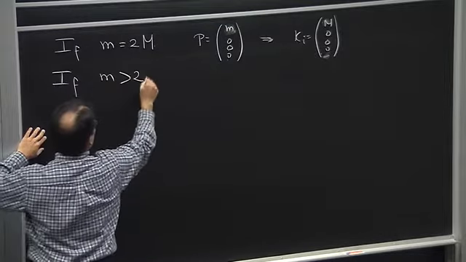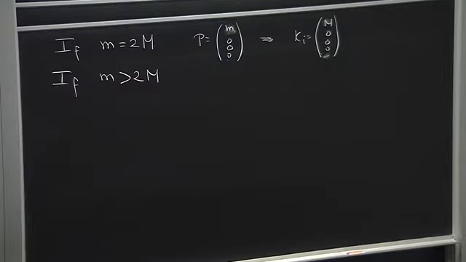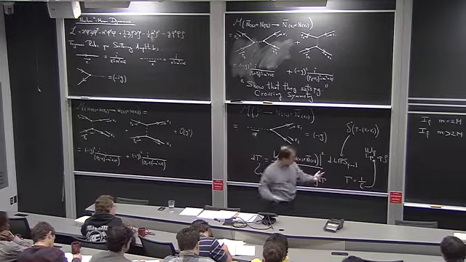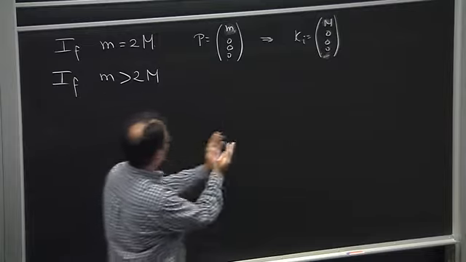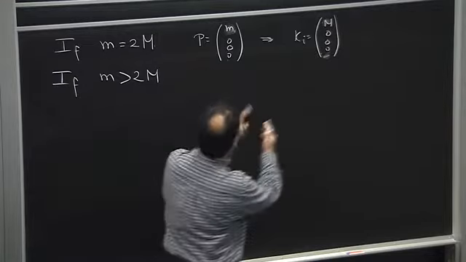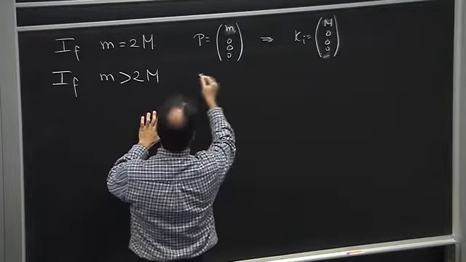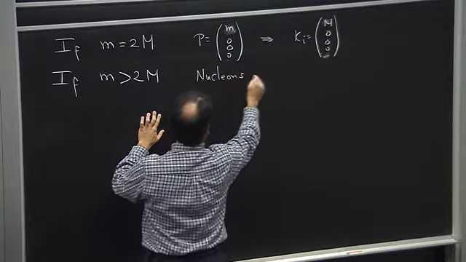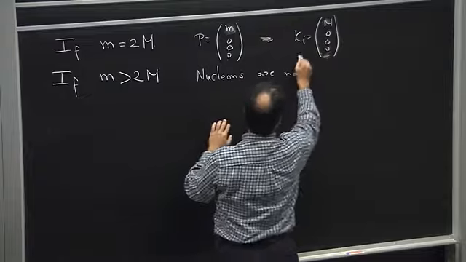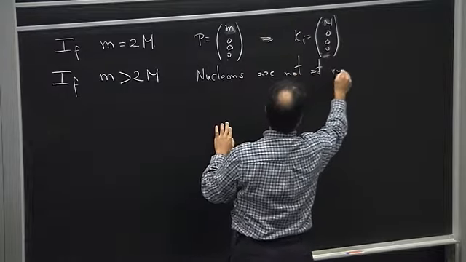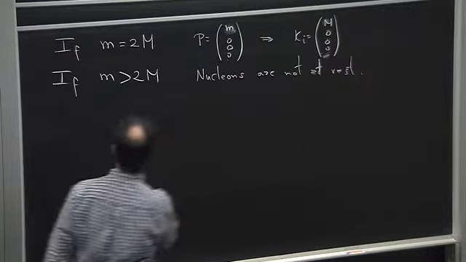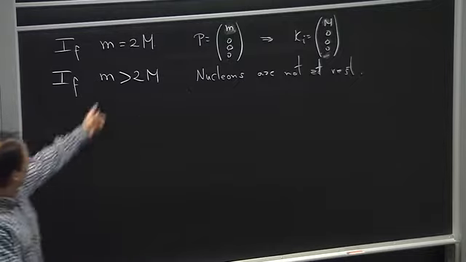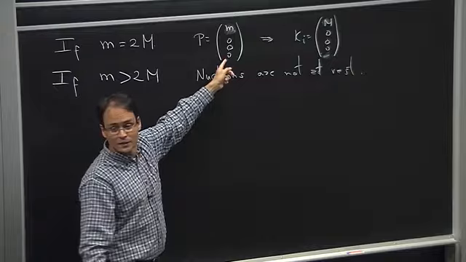If M is greater than 2m, what happens? When our rho decays, the two mesons are produced, but they are produced with some kinetic energy. So the mesons, the nucleons, are not at rest. That is the picture, the rest frame of the primer. That's right. So I went to the rest frame. That's what I mean by this.